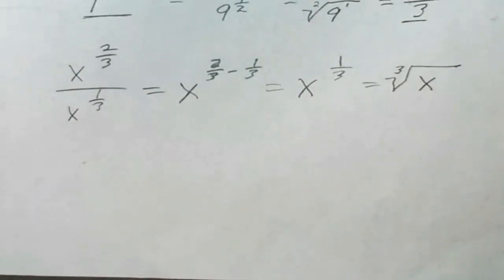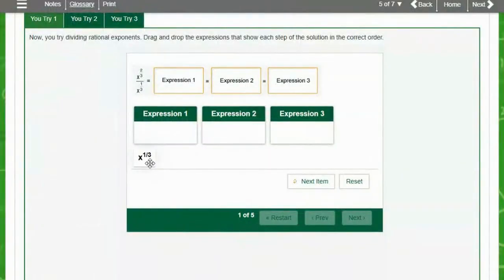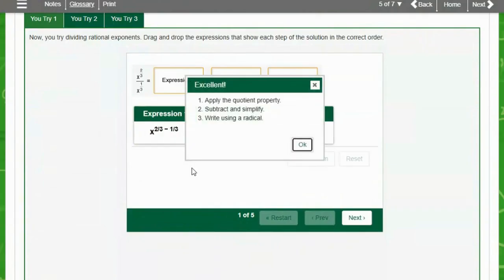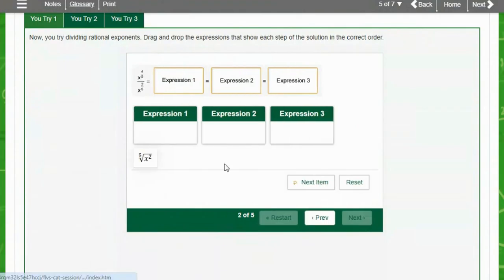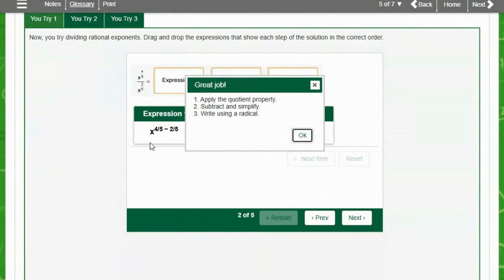Let's see what steps they have. X to the 1/3. That was our second step. There's converting it to a radical. And there was our first step, where we subtract the two exponents. Excellent. Apply the quotient property, subtract and simplify, write using a radical. And then it has another one. Same thing. Subtract those. This is the radical. That's going to be the last step. That's the first step. And that's what you get when you subtract those.